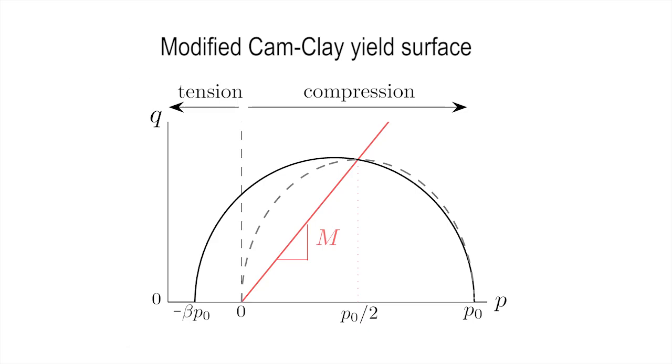We use a modified Cam-Clay yield surface, which allows us to reproduce the mixed mode failure behavior of snow observed in laboratory experiments. The parameters of the yield surface are the compressive strength P0, the tensile strength beta P0, and the slope of the critical state line M.